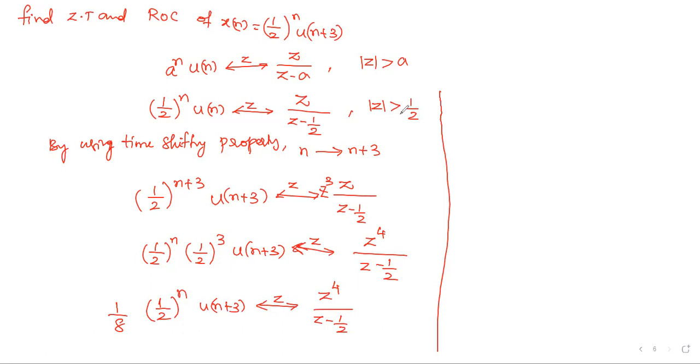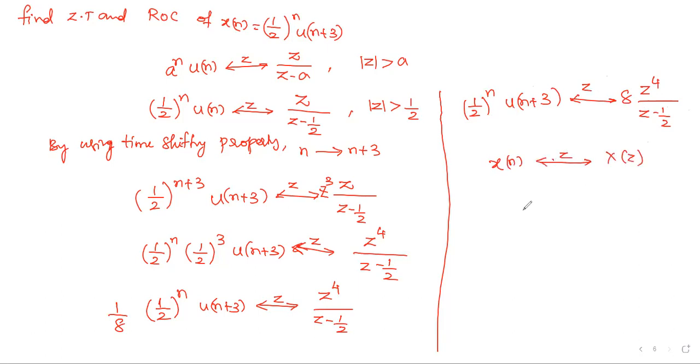So now, what is the (1 by 2) whole power n u of n plus 3? What is the Z transform? Z transform will be 8 into z power 4 divided by z minus 1 by 2. Let me take this as x of n. What is the Z transform? X of z is equal to 8 into z power 4 by z minus 1 by 2. What is the ROC? ROC doesn't change because we applied only the time shifting property.